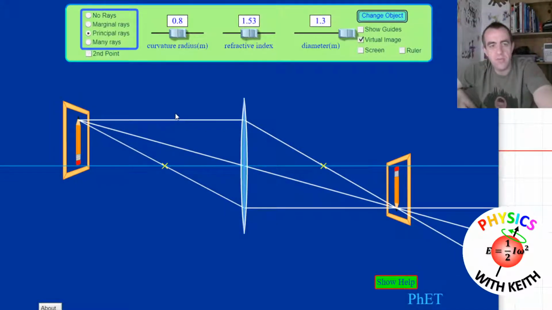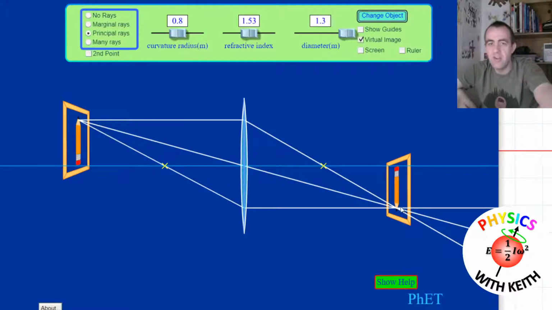Now look at the first principal ray and compare it to the third, and you'll notice some symmetry here. The first one is parallel to the principal axis and then refracts through the far focal point. Now, if the image was actually the object, then this ray I'm now tracing with my mouse cursor would be that first principal ray, wouldn't it? Parallel to the principal axis, then through the far focal point. But this isn't the object.